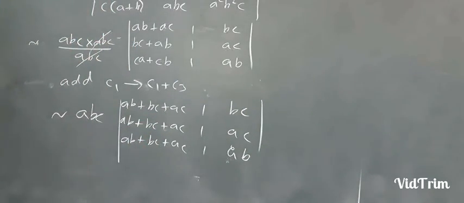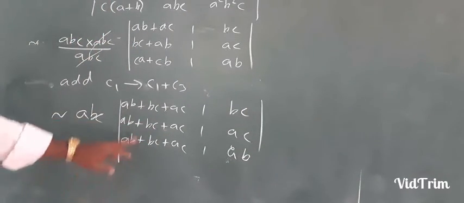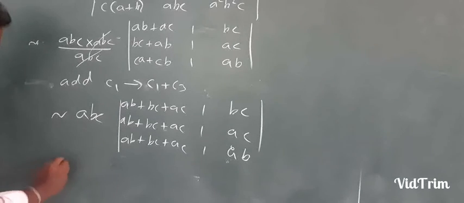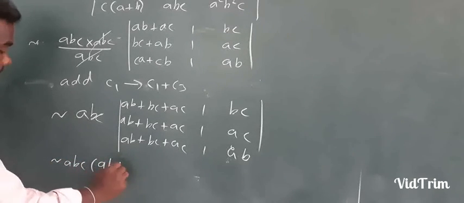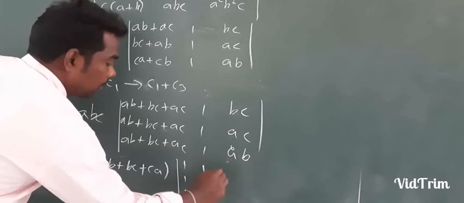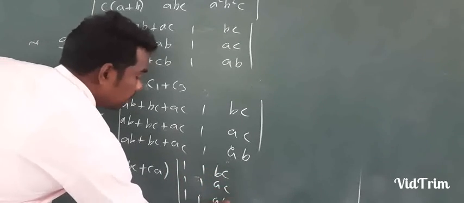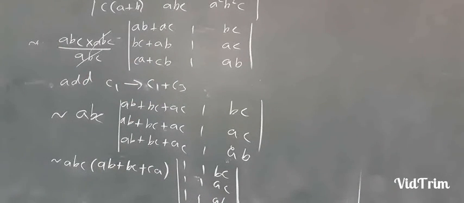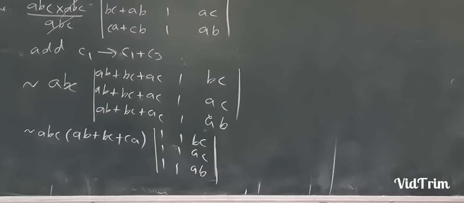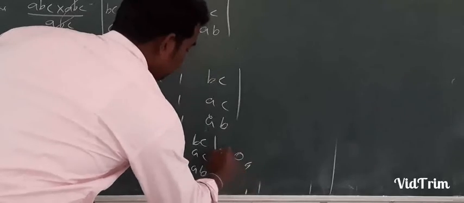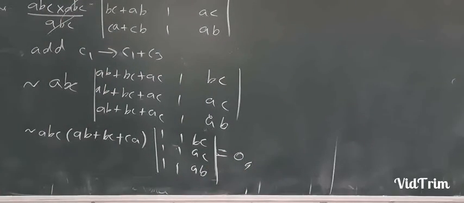Here, the first column has the same value. If you take the common factor ABC out, BC plus AC plus AB, we have 1, 1, 1, 1, 1, 1 and the remainders BC, AC, AB. Therefore, by property 7, if two rows or two columns have the same value, the determinant will be 0. Hence true. That's all for this sum.